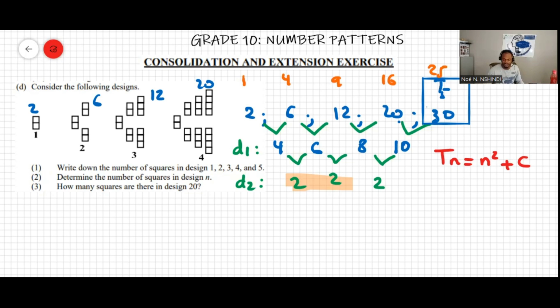Now over here, I have 2. So if I have 1, I need to add a constant to the square number to get 2. Obviously, that constant must be 1. And then over here, we add what? We add 2. There we add 3. And then we add 4 to get 20. So we add 1 here to get 2, we add 2 here to get 6, we add 3 there to get 12, we add 4 to get 20. Over here also we add 5 to get 30.